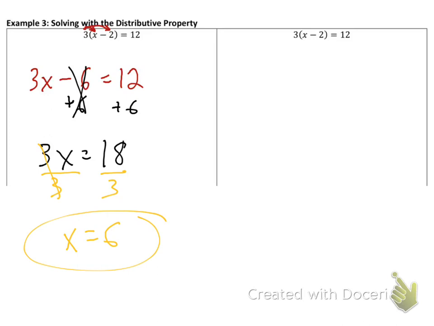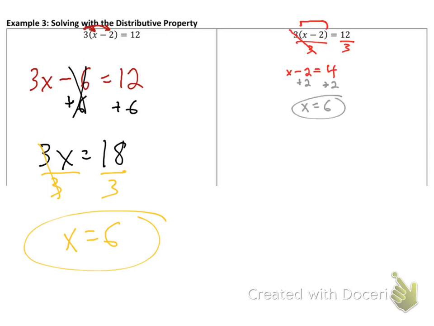The other way is to first identify what's that 3 doing to this whole group right here, x minus 2. Well, 3 is multiplying x minus 2. So how do I undo multiplication? I can divide both sides by what's outside the parentheses. And when I do that, this is going to cancel out, leaving me just with x minus 2, just with what was inside the parentheses. And on the other side, I got 12 divided by 3, which is 4. So then to close this out, I just need to add 2 to both sides. I get x equals 6.